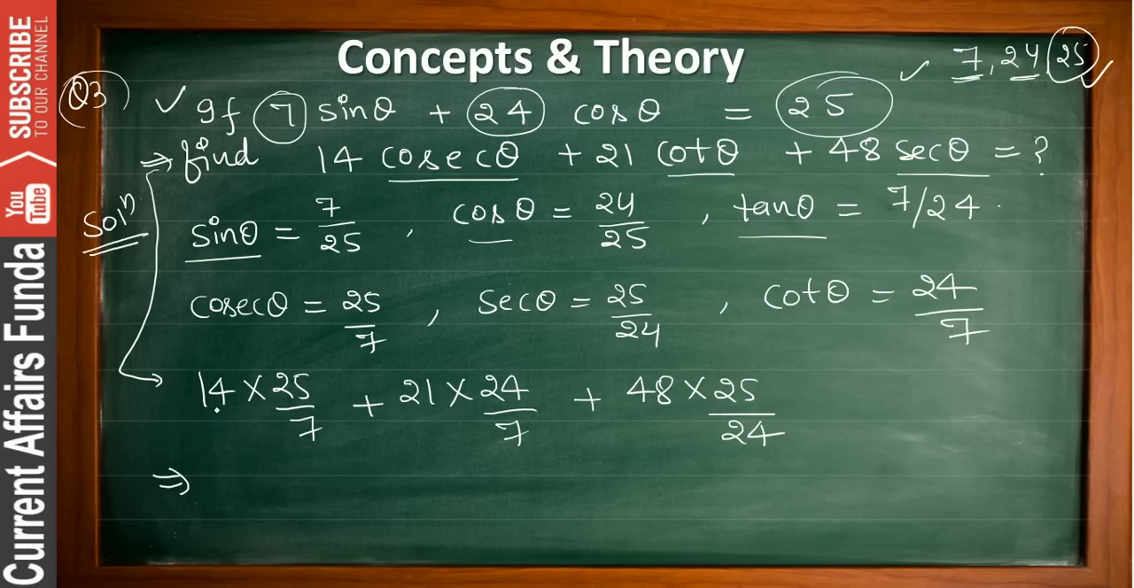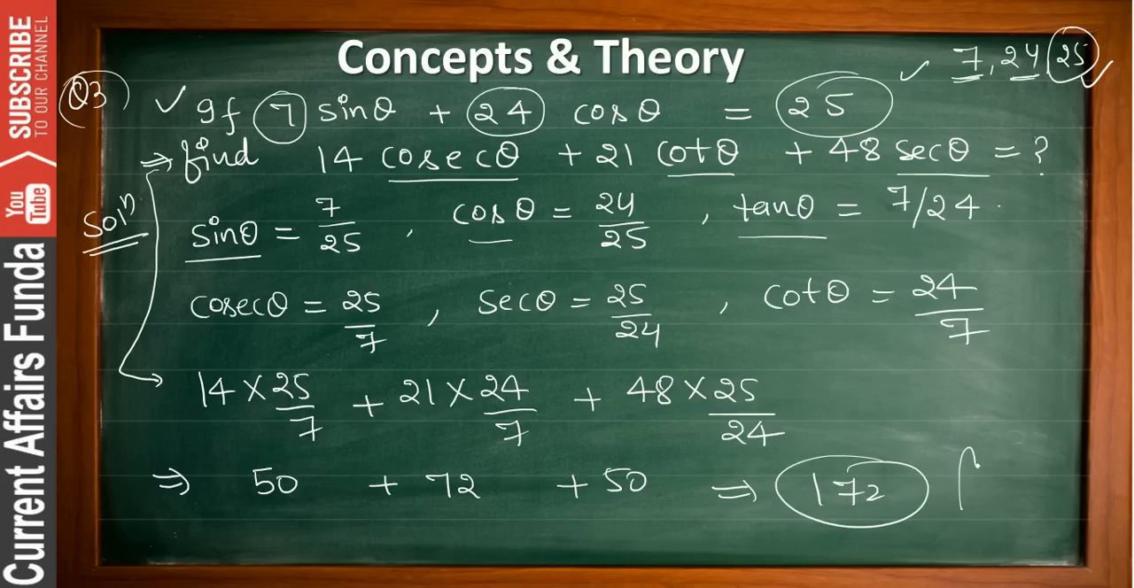So it will be 2 times, so 2 into 25 it will give you 50 here, and it will be 3 times, 24 into 3 it will give you 72 here, plus 24 2 times, 25 into 2 it will give you 50, so total it will be 172. That is the exact answer for this problem.